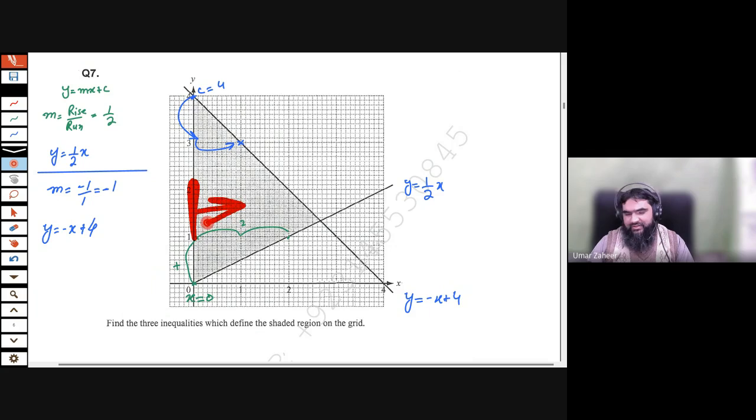So is x greater than 0 or less than 0? Less.